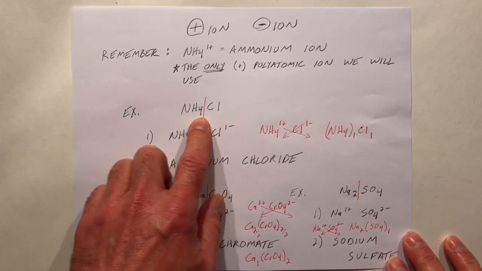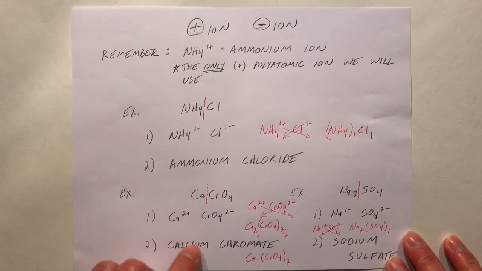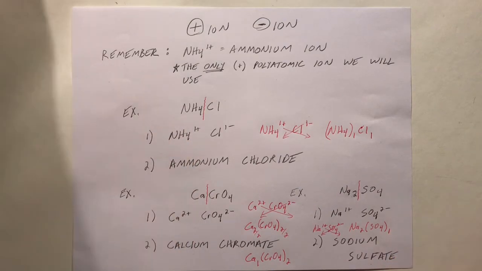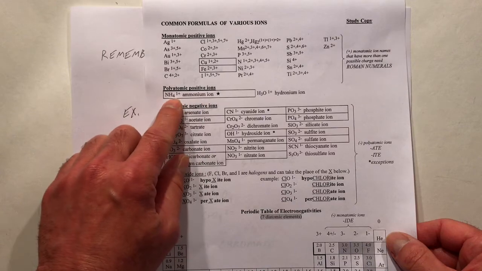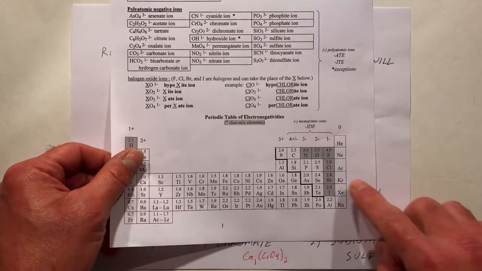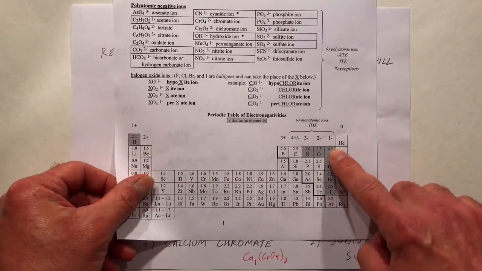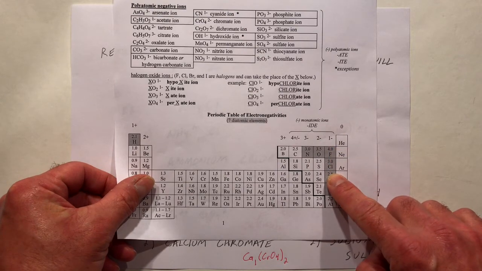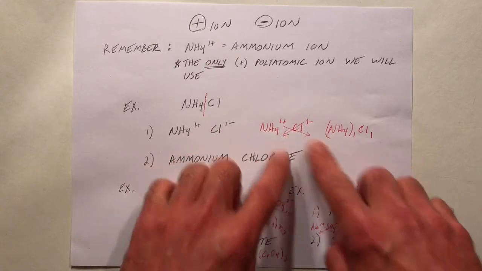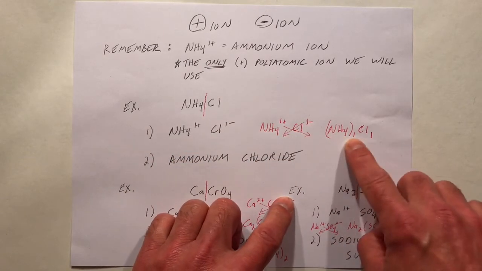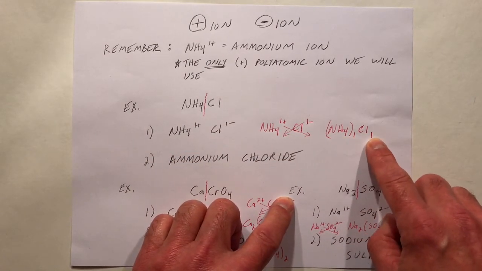So for example, NH4Cl would divide up after the NH4. So we'd have NH4 1+. Once again, that's on the ion sheet here, ammonium ion. And Cl would be in the 1- column. So Cl 1-. If we crisscross the ones, we would get that. Right? NH4 in parentheses taken once, Cl1.